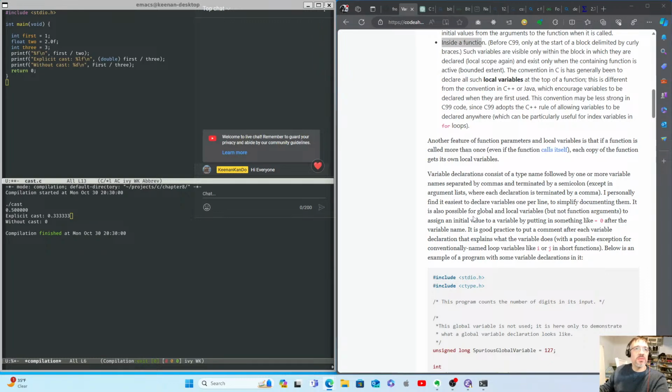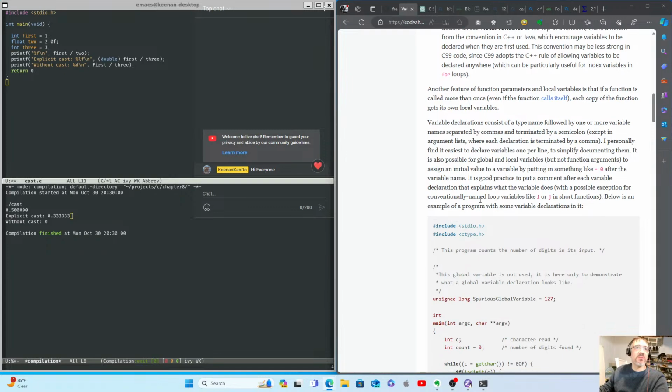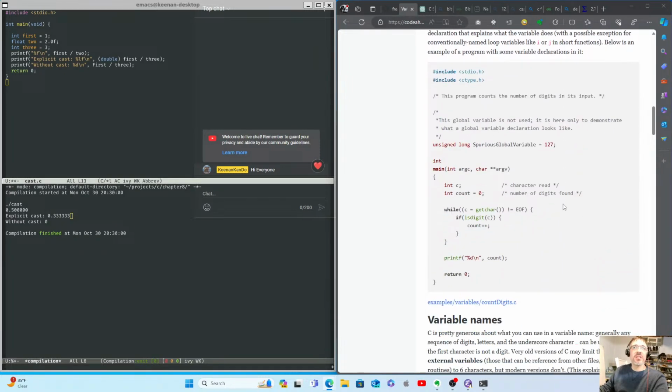It is also possible for global and local variables, but not function arguments, to assign an initial value to a variable by putting in something like equals 0 after the variable names. It is good practice to put a comment after each variable declaration explaining what the variable does, with the possible exception for conventionally named loop variables like i or j in short functions. Below is an example of a program with some variable declarations in it.